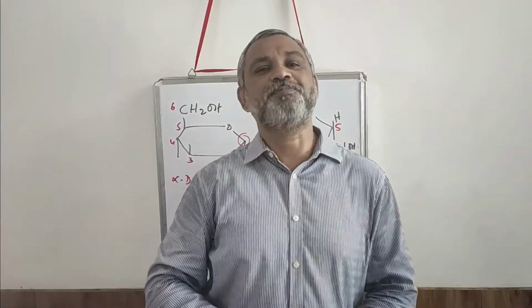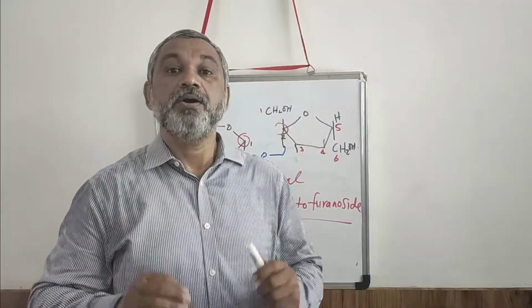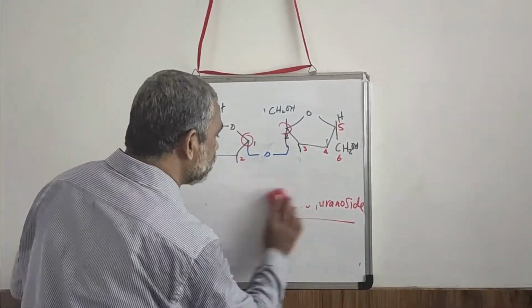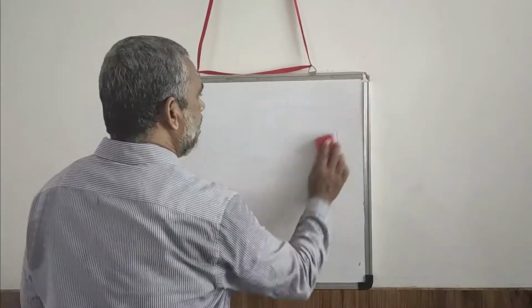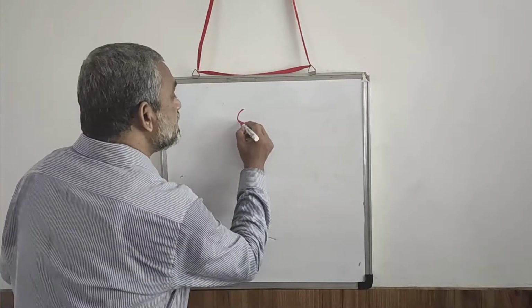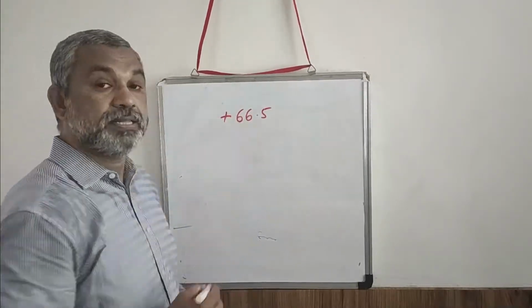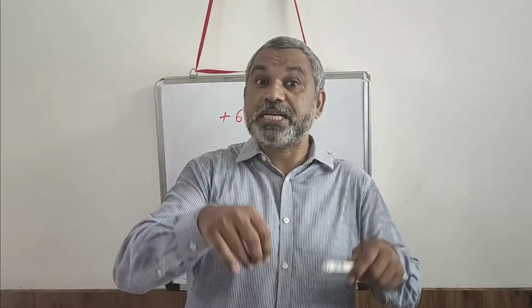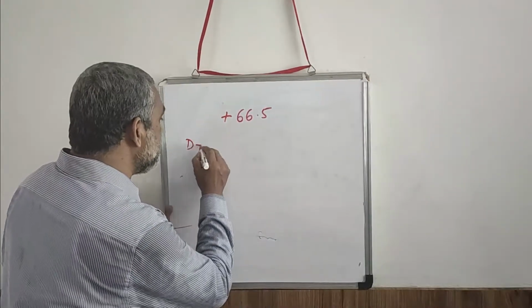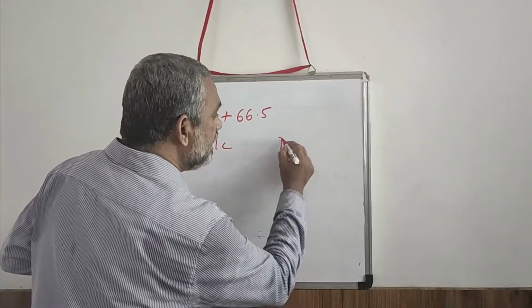Let us look at the optical activity of sucrose also. Sucrose is optically active. The specific rotation of sucrose is plus 66.5. This is the specific rotation of sucrose. Okay. Now suppose we hydrolyze sucrose, and this hydrolyzed product is used in the polarimeter. Then you know what happens? Then you have two products: D-glucose and D-fructose.